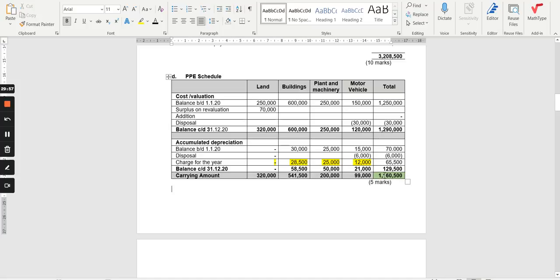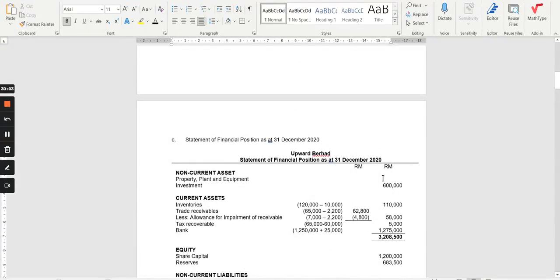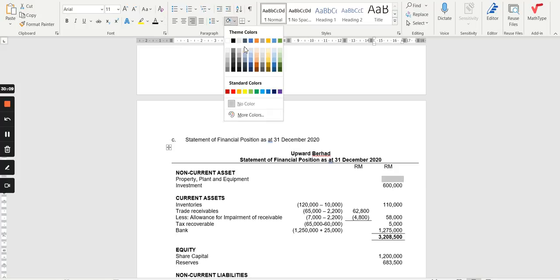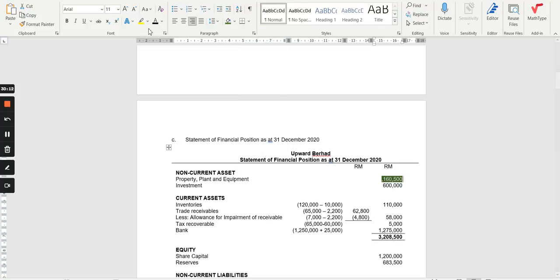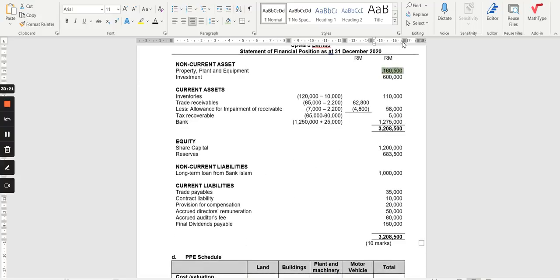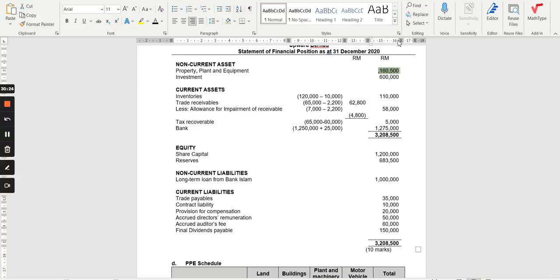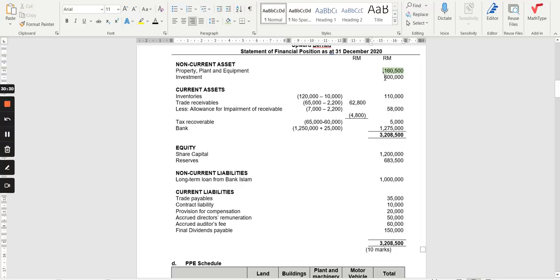And the carrying value of the total PPE is 1,160,500. That will be transferred here. 1,160,500. Okay. That is the figure. It should be 1,160,500. I will correct them here.